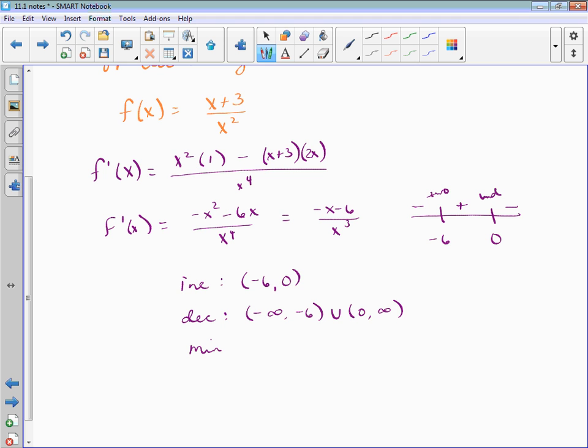So if I plug in like a 1, I would have -7 over 1. Oh, plug into derivative. Well, you're testing the derivative. Where the derivative is positive or negative tells us about whether the original function is increasing or decreasing.